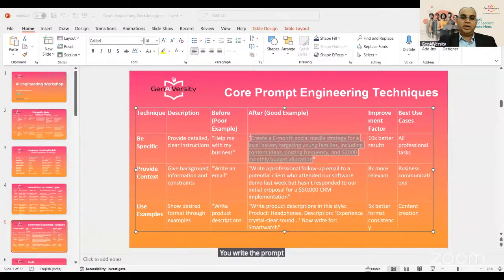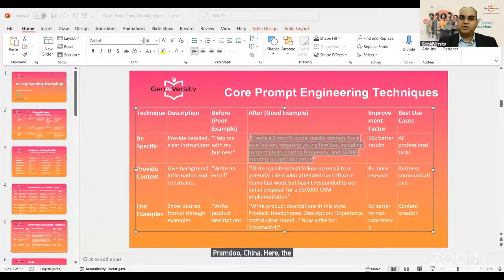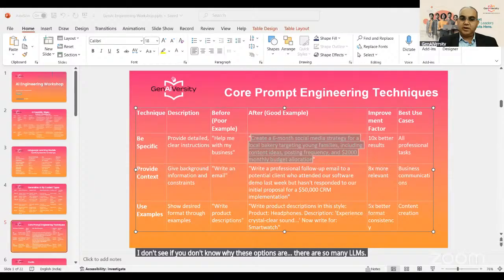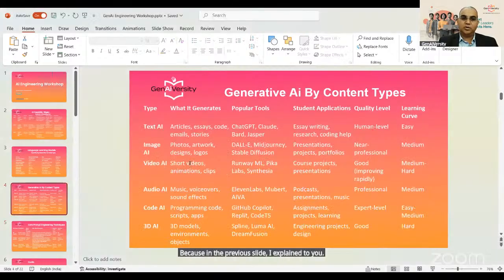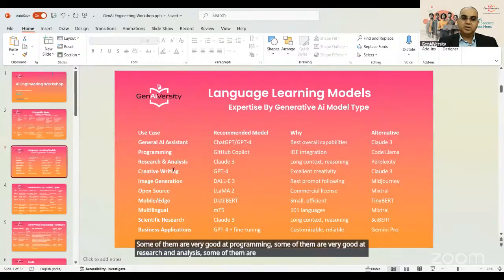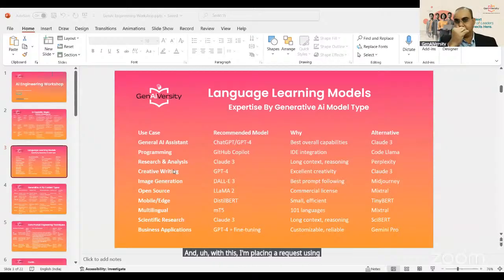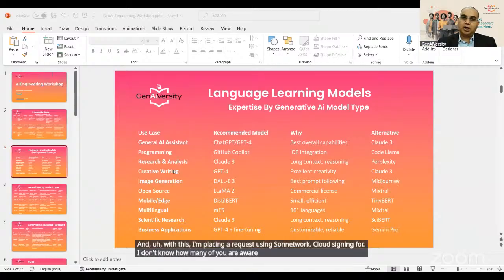you write the prompt. Now here I'm going to write the prompt: create a 6 month social media strategy for a local bakery, right? Targeting young families. So this is the prompt which I'm using here. The beauty is you can choose whichever LLM you want. Or else if you don't know why these options are there, there are so many LLMs because, as I explained in the previous slide, each LLM has its own capability. Some of them are very good at programming. Some are very good at research and analysis. Some are good at creative writing. That is the reason, rather than going with a single LLM, we use a subscription to abacus.ai, and with this I'm placing a request using Claude Sonnet 4. I don't know how many of you are aware of Claude Sonnet.